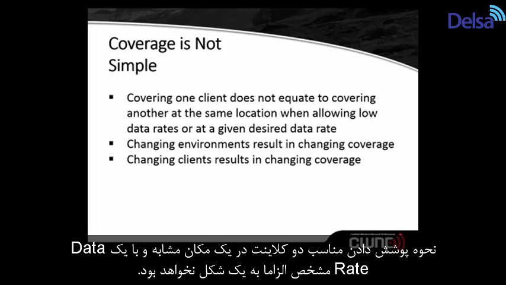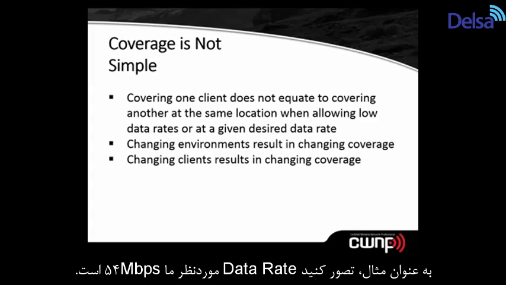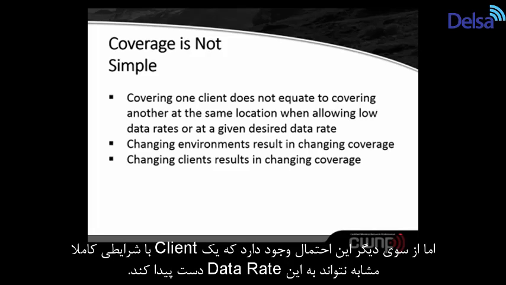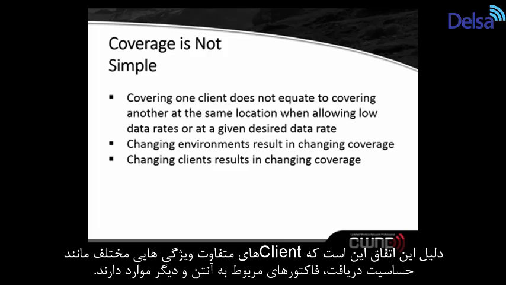So, for example, covering one client does not equate to covering another client at the same location when allowing low data rates or at some given desired data rate. So let's say your desired data rate is 54 megabits per second. And you then have one client that when it does connect from a specific location, that's what it gets, 54 megabits per second. It's entirely possible that a different client would not be able to achieve 54 megabits per second at literally the exact same pinpoint location. And this is because different clients have different receive sensitivities, different antenna factors, and so forth that end up impacting the data rate they're actually going to be able to achieve at that location.